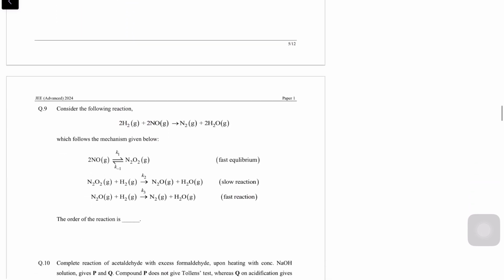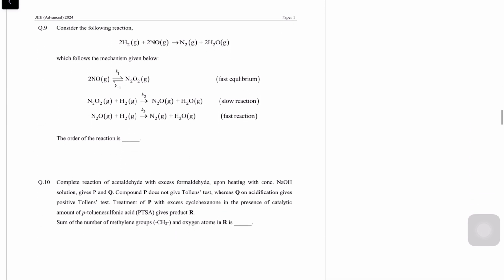Moving to the next question. Again, I would say an easy question from chemical kinetics. If you have studied chemical kinetics, you would remember doing this sort of question. We determine the rate law for a complex reaction from its RDS, which is the slowest step, right?